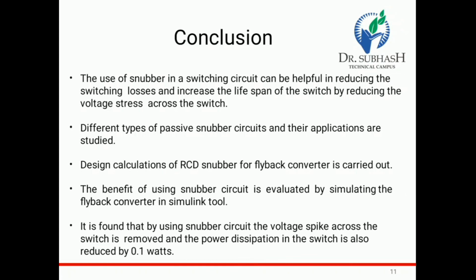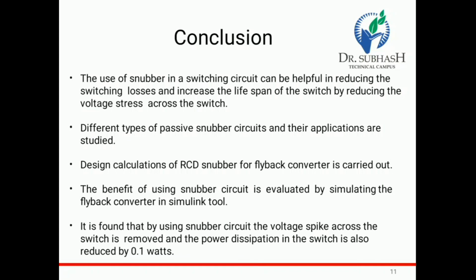Different types of passive snubber circuits and their applications are studied. The design calculation of the RCD snubber for a flyback converter is carried out. The benefit of using a snubber circuit is evaluated by simulating the flyback converter in Simulink tools also. It is found that by using a snubber circuit, the voltage spike across the switch is removed and the power dissipation in the switch is also reduced by 0.1 watt.